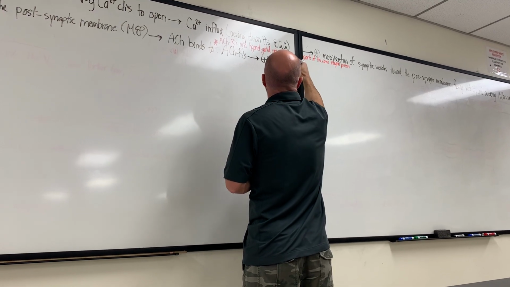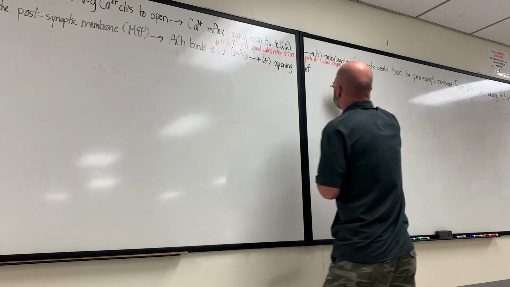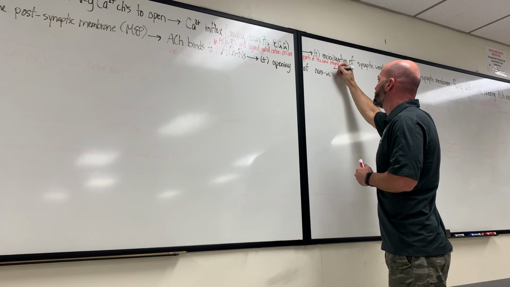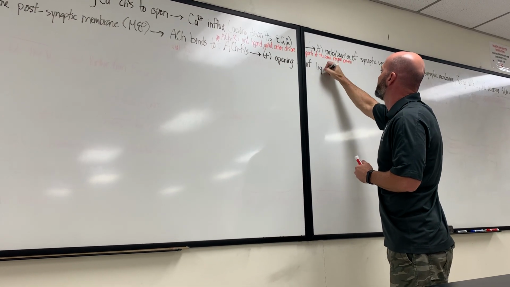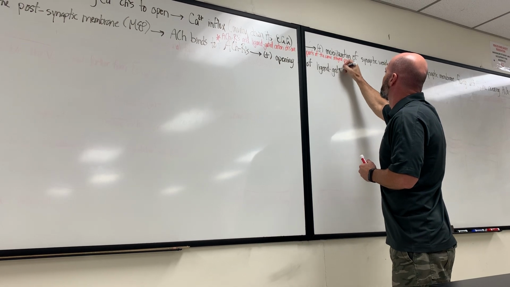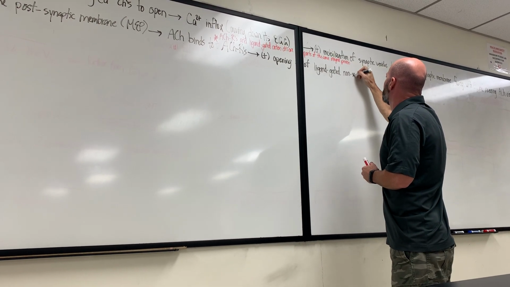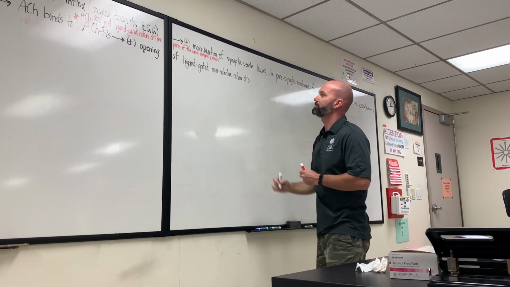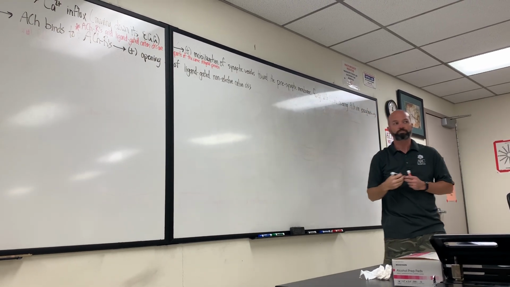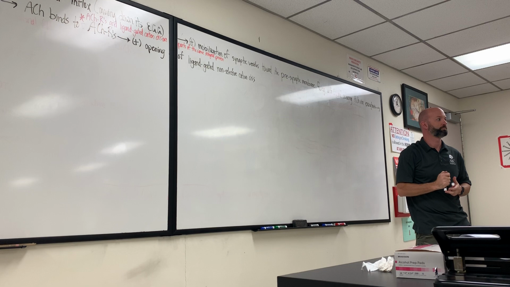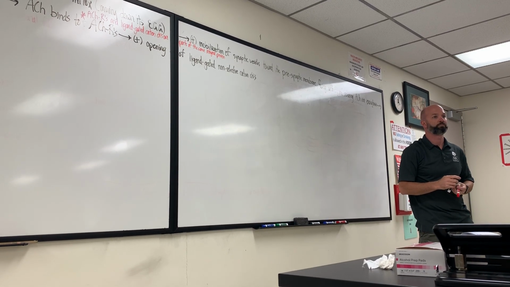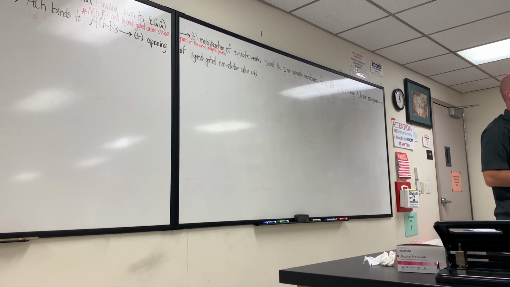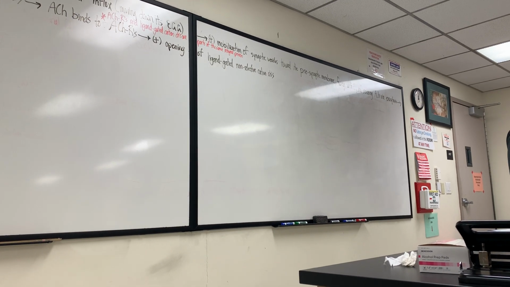So ACH binds to ACH receptors, triggering opening of the non-selective, or we can start with ligand-gated, that's fine. Ligand-gated non-selective cation channels. So what are you going to follow that with? Just open the channel, so the next thing you're going to discuss is what goes through it.